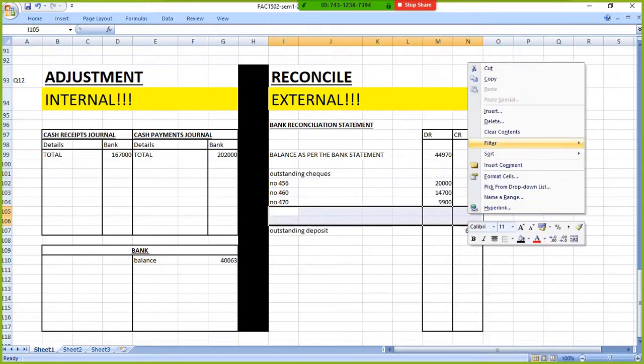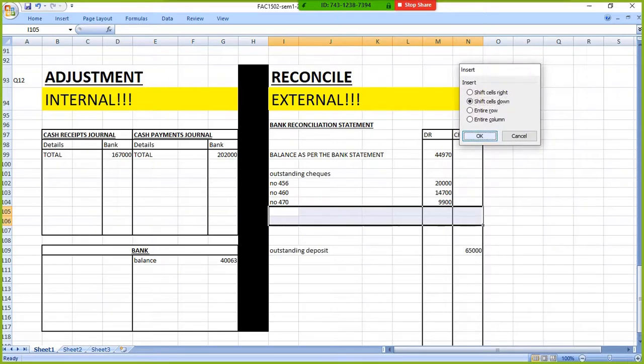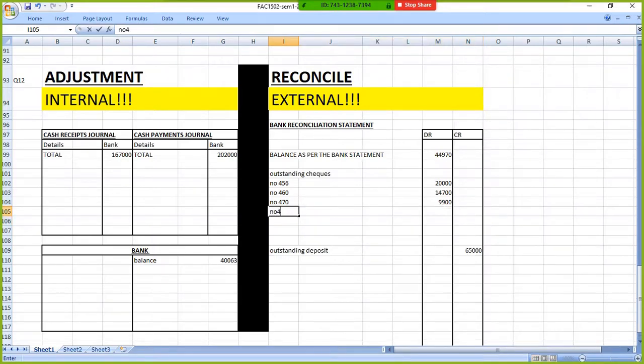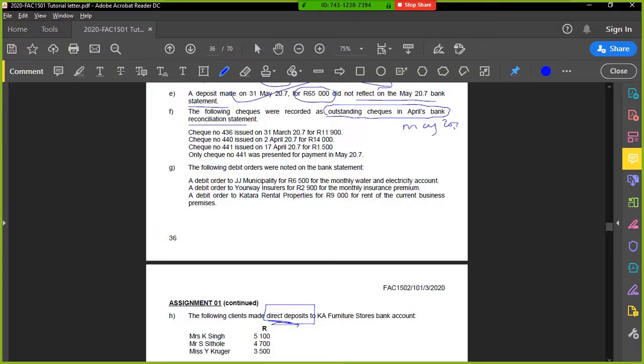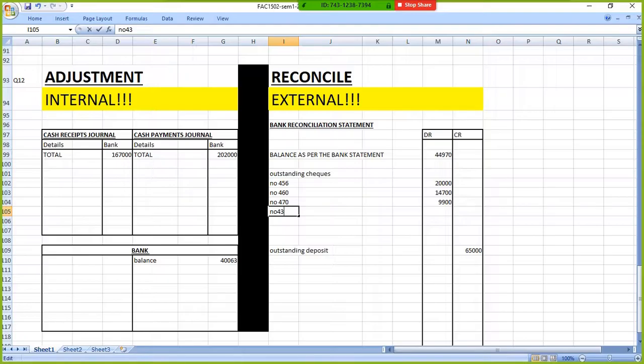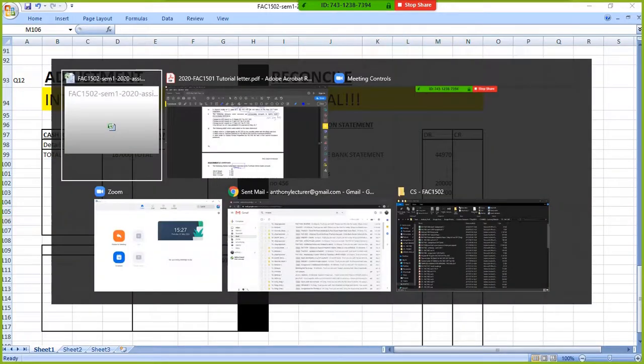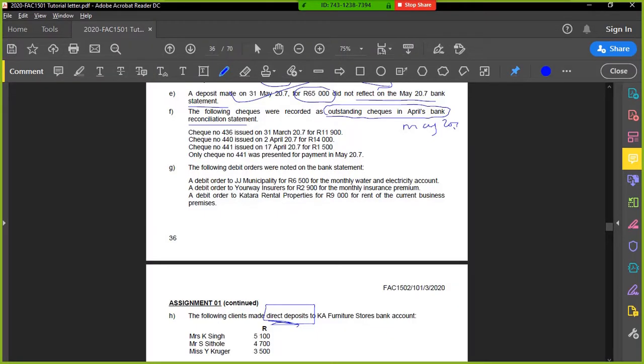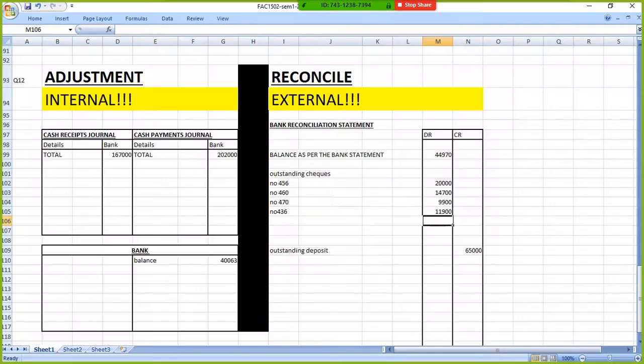We need to add more outstanding checks. 436, 11,900. Check number 440, issued on the 2nd of April. Same thing. Issued in April, outstanding in April, hasn't gone through yet, still outstanding in May. Make sense? Yes. 440, 14,000.